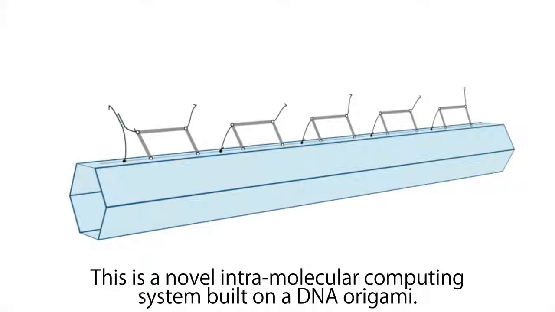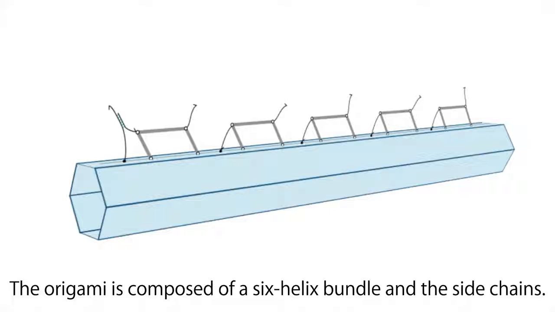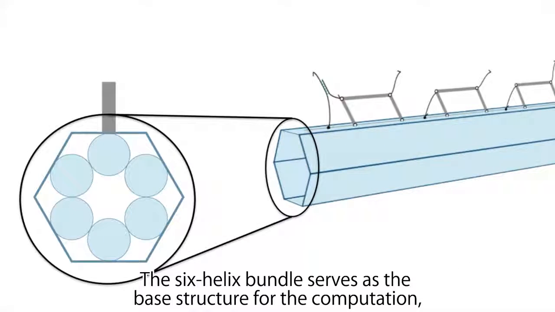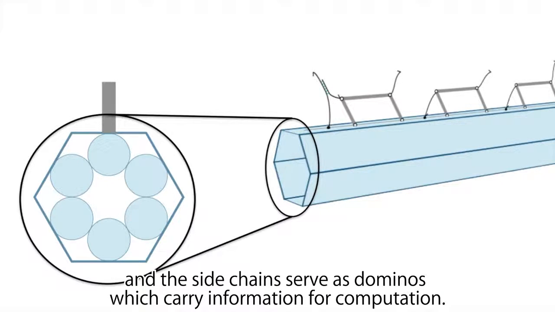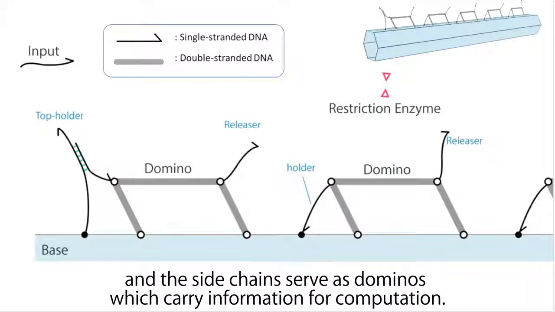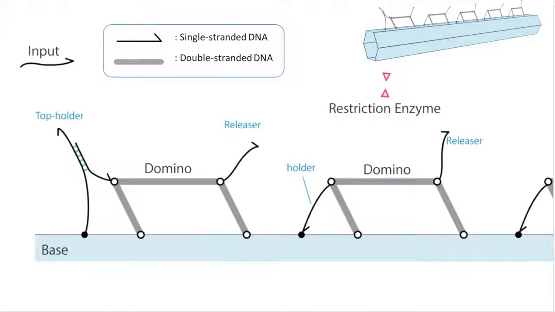This is a novel intramolecular computing system built on a DNA origami. The origami is composed of a 6-helix bundle and side chains. The 6-helix bundle serves as a base structure for the computation, and the side chain serves as a domino which carries information for computation. Fine.